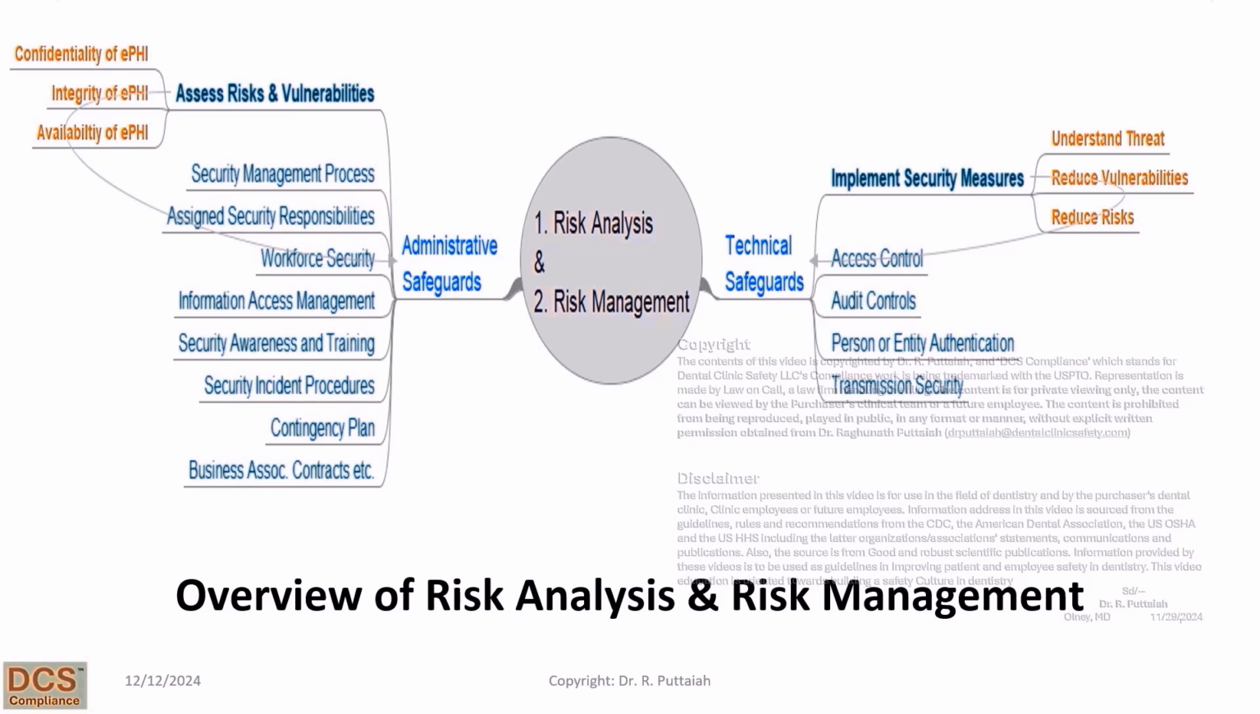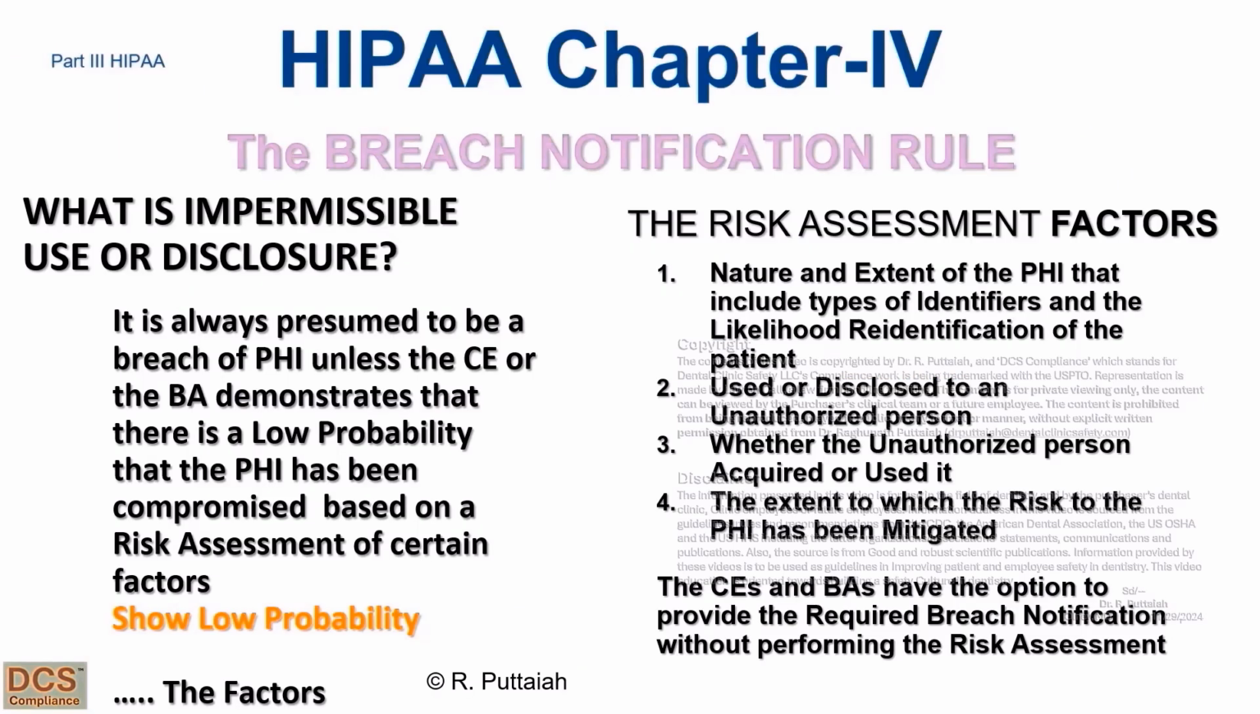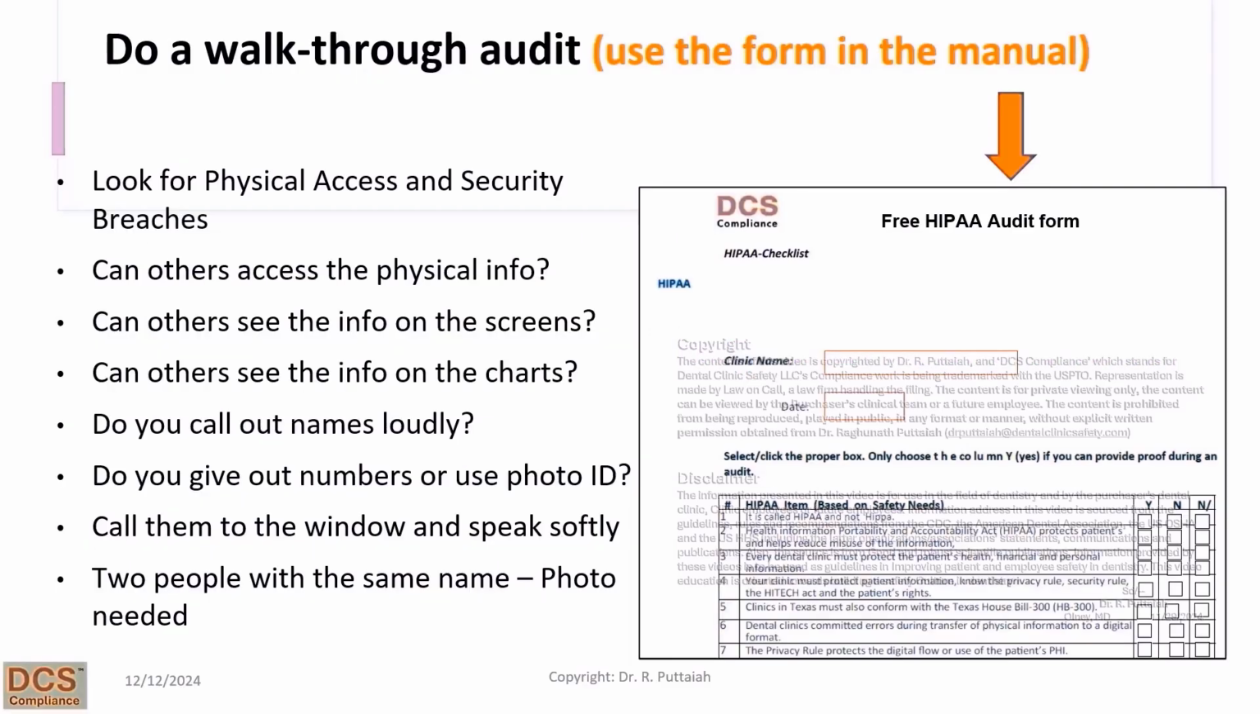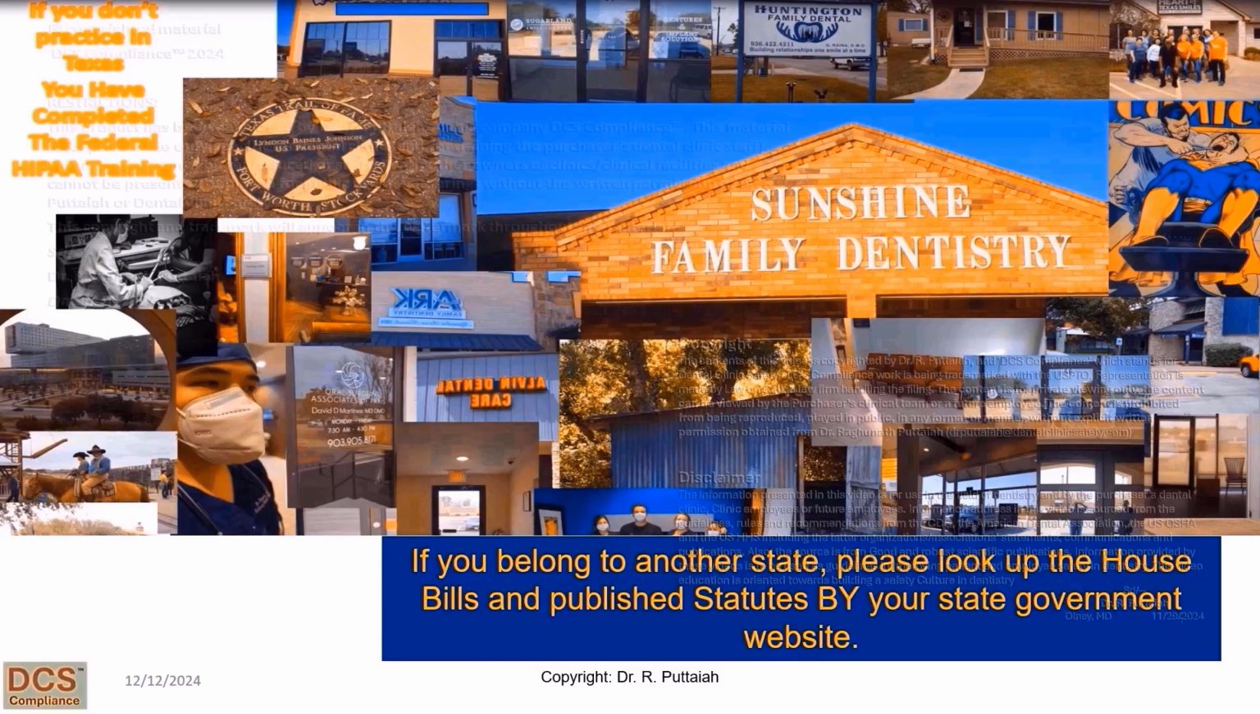The general rule of the security standards, risk analysis and risk management, primarily addresses that there is a low probability that the PHI has been compromised. The breach notification rule primarily addresses impermissible use or disclosure of PHI, where it compromises the security rule or the privacy rule. So use the free audit form, either in your DCS compliance manual or by going to my website and downloading for free the HIPAA audit form, and use it while doing this walkthrough.